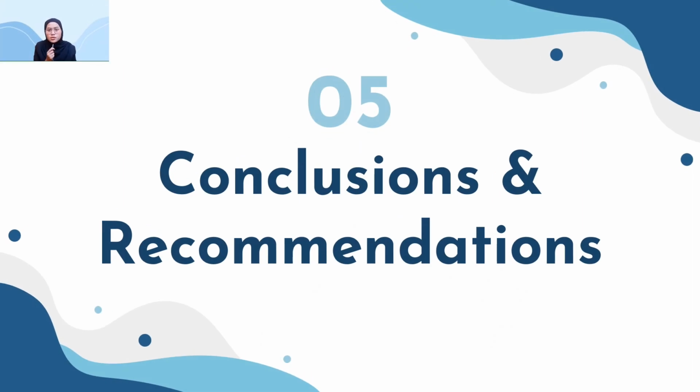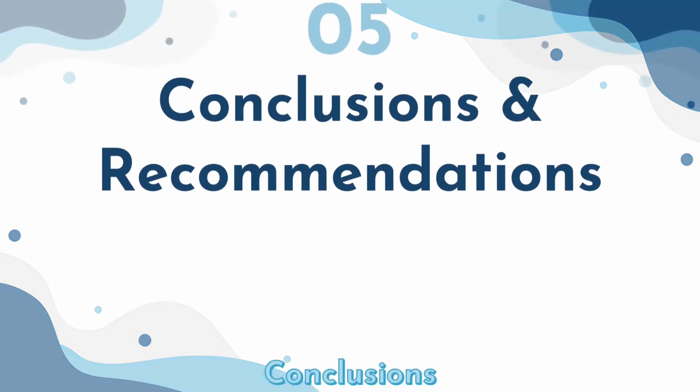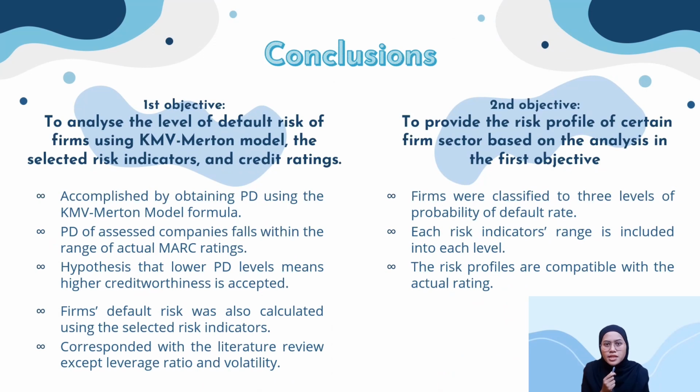Finally, we reach the conclusion of this project. The first objective has been accomplished by obtaining PD using the KMV-Merton model formula. Based on the findings, the PD of assessed companies falls within the range of actual MARC ratings, which means the hypothesis is accepted. Aside from that, the default risk was also calculated using the selected risk indicators.